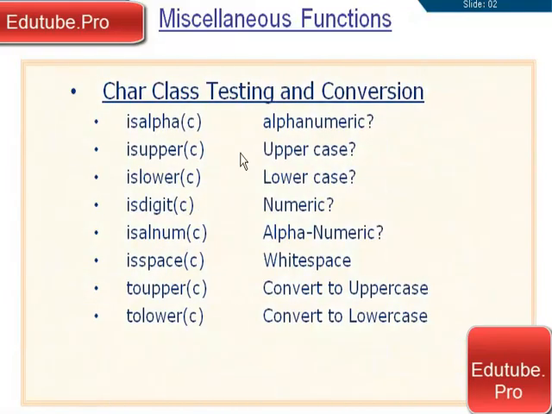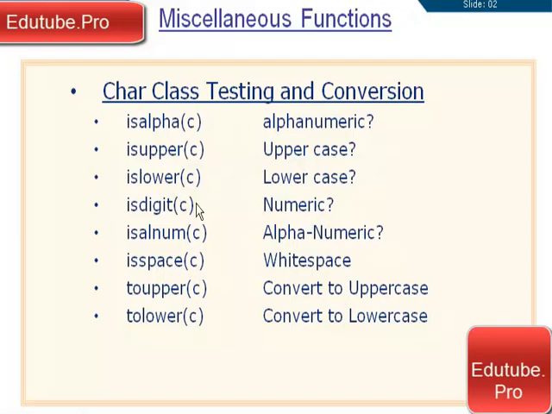Here's some character class testing and conversion. We've already used one of these, tolower, in our lower program earlier where we converted to lowercase. But these are all tests, and they return 0 for false or a positive value for true. True and false, just like we had before, non-0 and 0 for false. We can test a single character to see if it is alphabetic by calling isalpha. We can test to see if it's an uppercase character by isupper, which will return true if it is and 0 if it is not.